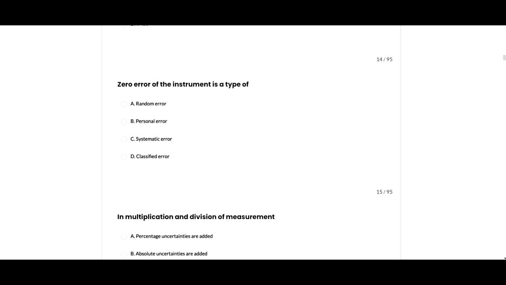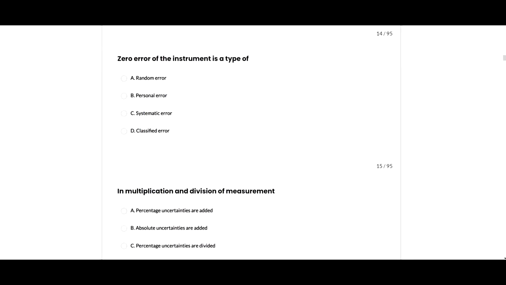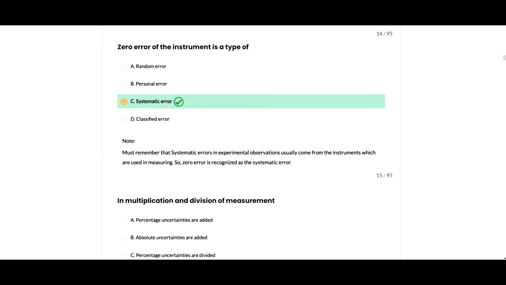The next MCQ. Zero error of the instrument is a type of random error, personal error, systematic error, or classified error? Systematic error. Must remember systematic errors in experimental observations usually come from the instruments which are used in measuring. So zero error is recognized as a systematic error. So must remember here C option is correct.